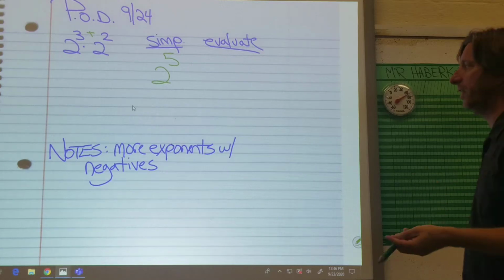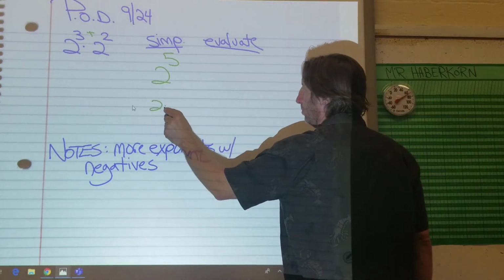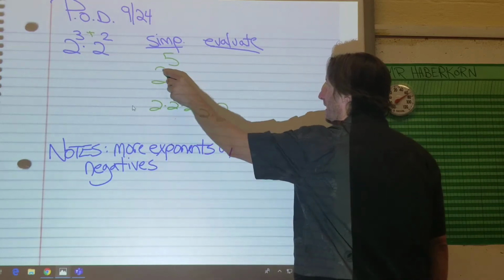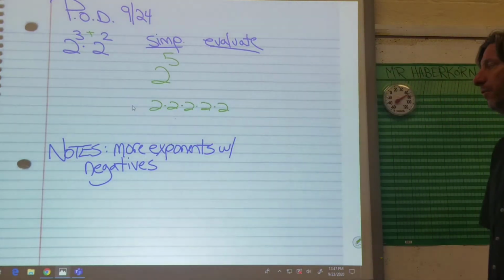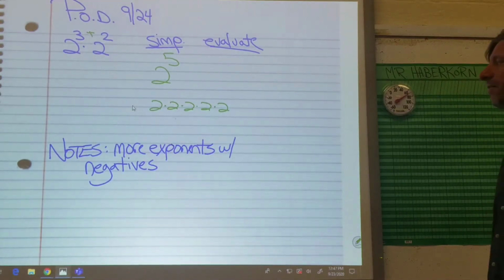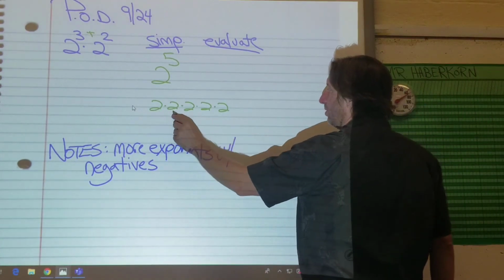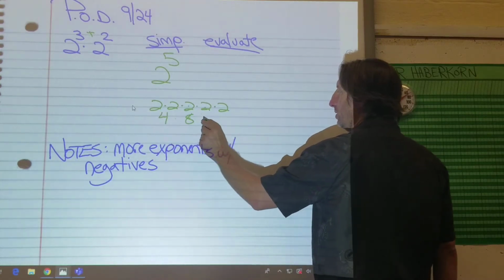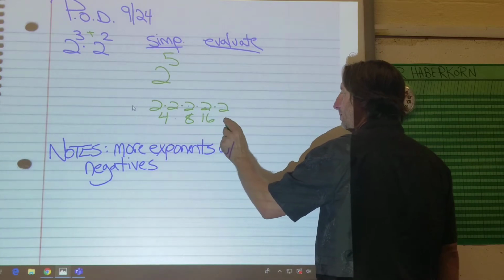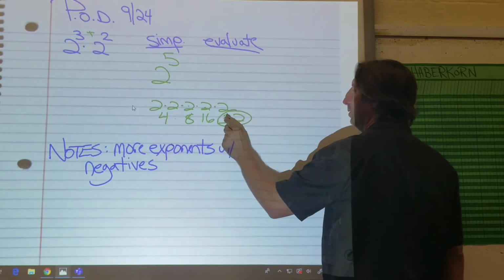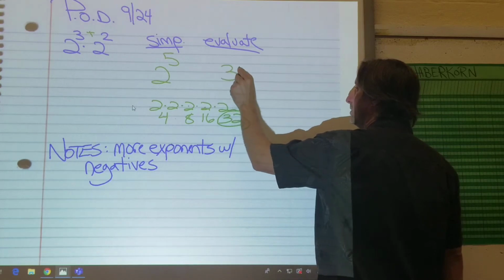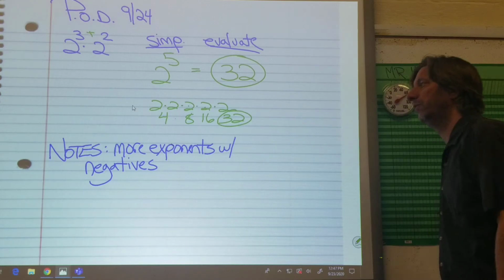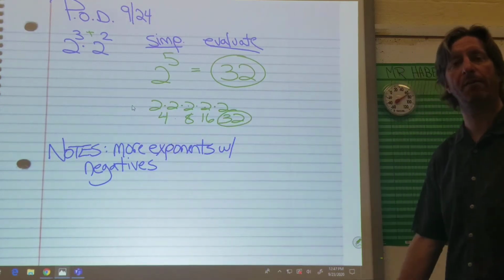Now we have to evaluate it though. So I have 2 times 2 times 2 times 2 times 2, which is not 2 times 5 is 10. That will not give you the right answer. It's nowhere near 10. So we know 2 times 2 is 4, 4 times 2 is 8, 8 times 2 is 16, 16 times 2 is 32. So my answer is actually 32, not 10. All right, 2 to the 5th is 32. This is the way you have to do it, all right?